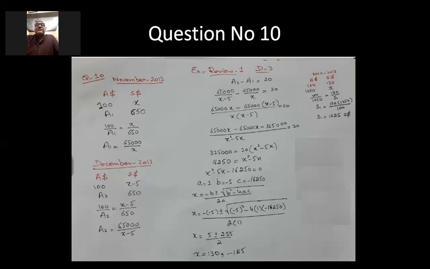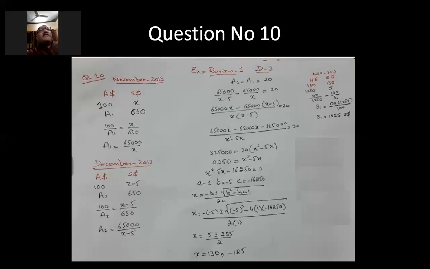He said that the difference between the Australian dollars got in November 2013 and in December 2013, the difference of the Australian dollars with each other will be 20 Australian dollars. So what we will do, we will put those values.